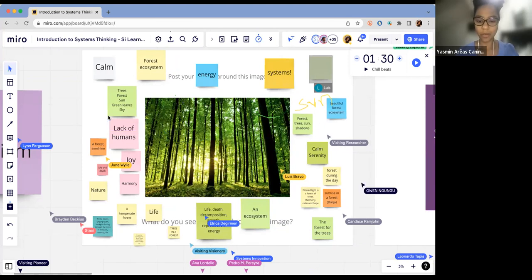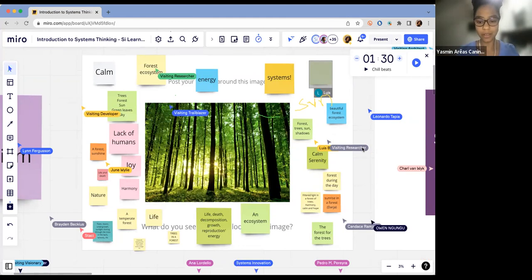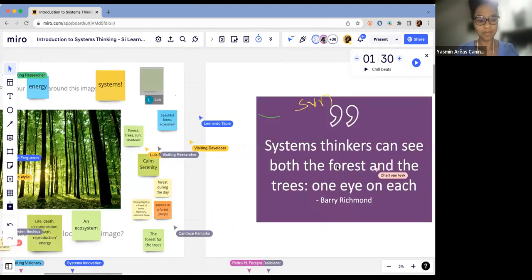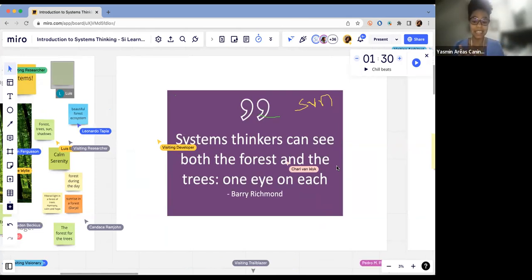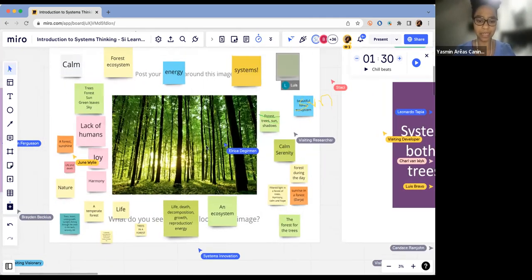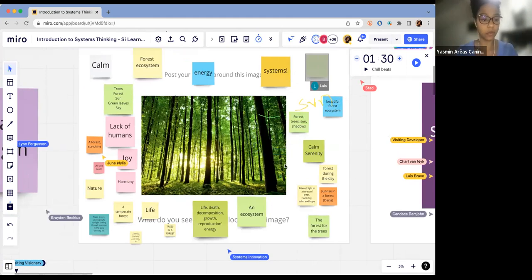Exactly. So we have a lot of different ways of looking at this image, right? And that's going to be a very important point. So I wanted to raise this quote here, that systems thinkers can see both the forest and the trees, right? One eye on each. And here, of course, we can see the forest, we can see the leaves, we can see the sunshine. We can see a lot of things here, but we can see as well the forest as a whole. And that's a very important dynamic for us to understand from this image, since the forest is part of the context that we're seeing here.